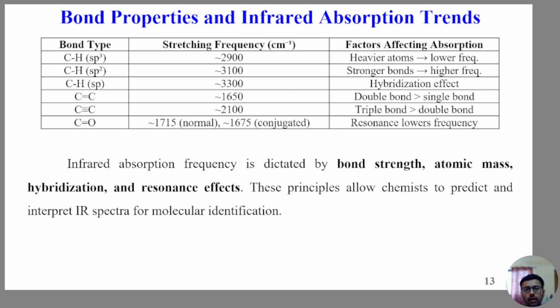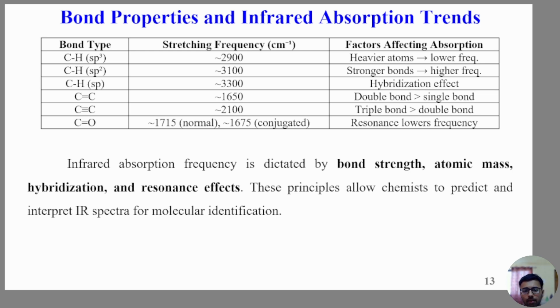Finally, look at the sp hybridized carbon-hydrogen bond found in alkynes. This bond contains even more s character. It is even shorter and stronger, and therefore its vibrational frequency increases further, appearing near 3300 centimeter inverse. This is a perfect example of how bond strength influences IR absorption frequency.